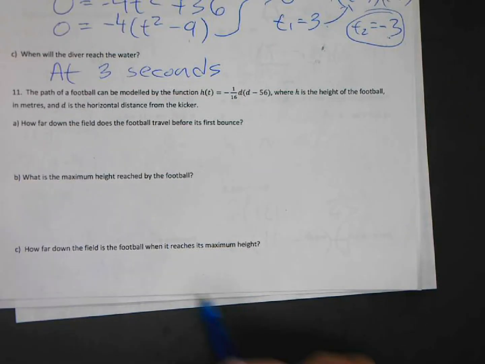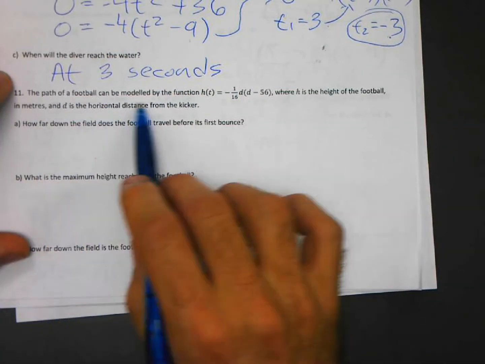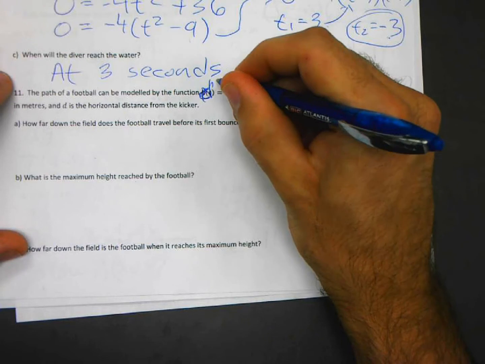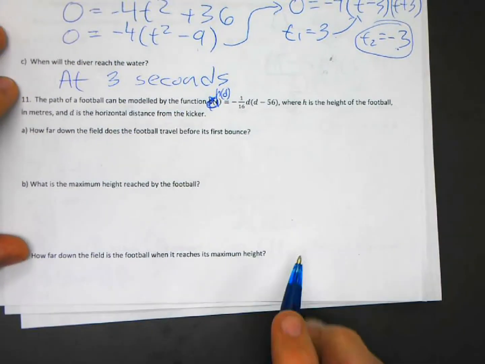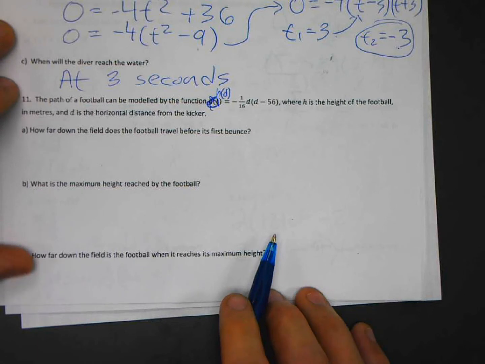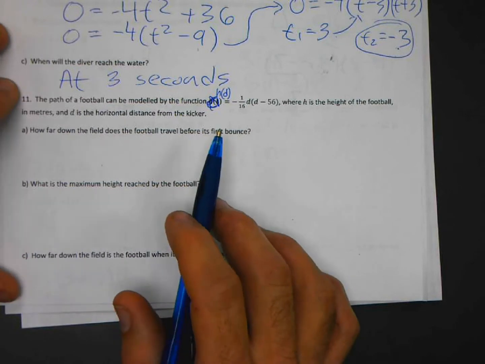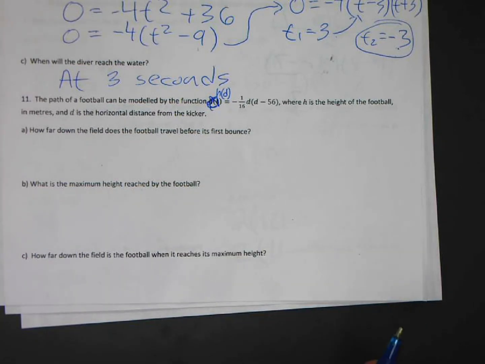Last question on here. It says the path of a football can be modeled by this function. Now, there's a typo here. This should say h of d. So how far down the field does the football travel before its first bounce? Don't think of this as something that's bouncing and bouncing. It hits the ground. We don't care about anything after that. We're going to assume it bounces, but for all we know, it could just stick itself in the ground and stop when it lands. That's all the equation's going to give us. Anything beyond that is second or third year university math to model a projectile bouncing.